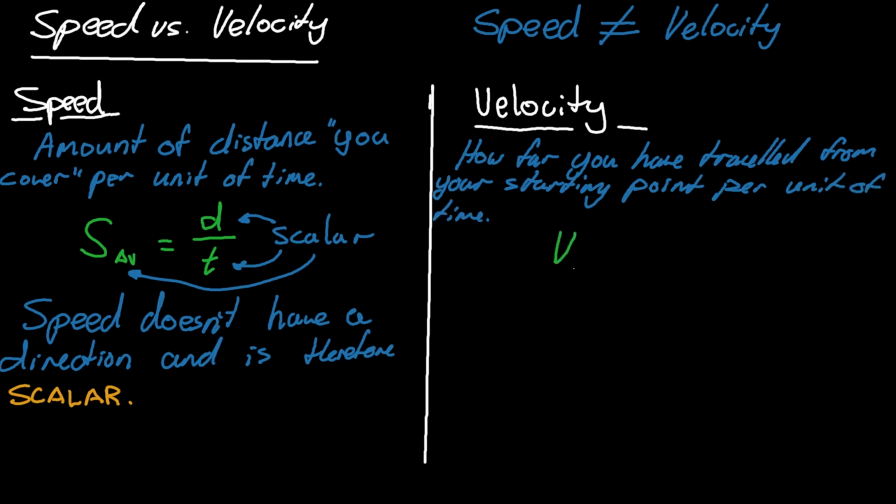Velocity is how far you have travelled from your starting point per unit of time. To find an object's average velocity, you simply divide the displacement of that object by the time it took. Note, the displacement of an object is the straight line distance between its starting point and its current position.